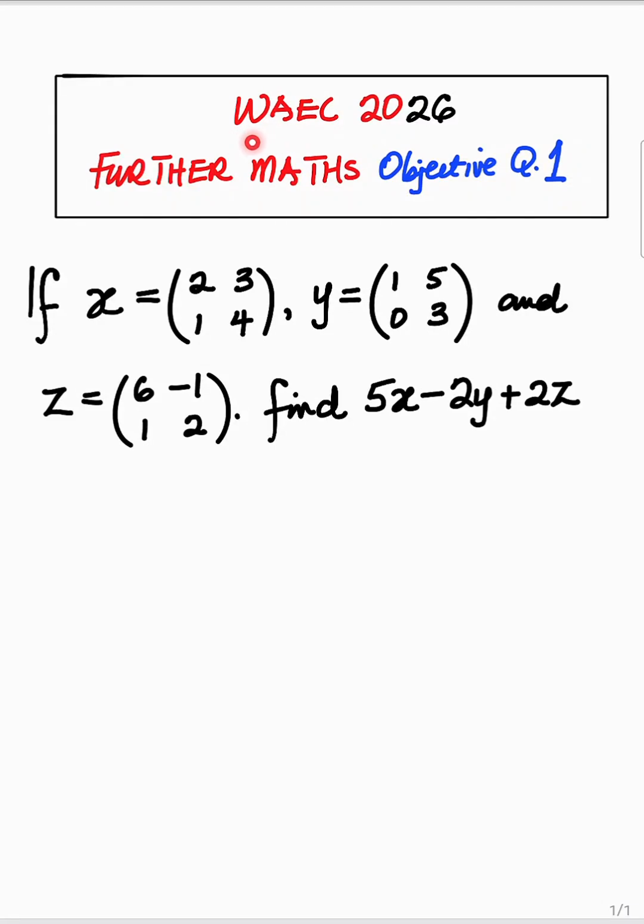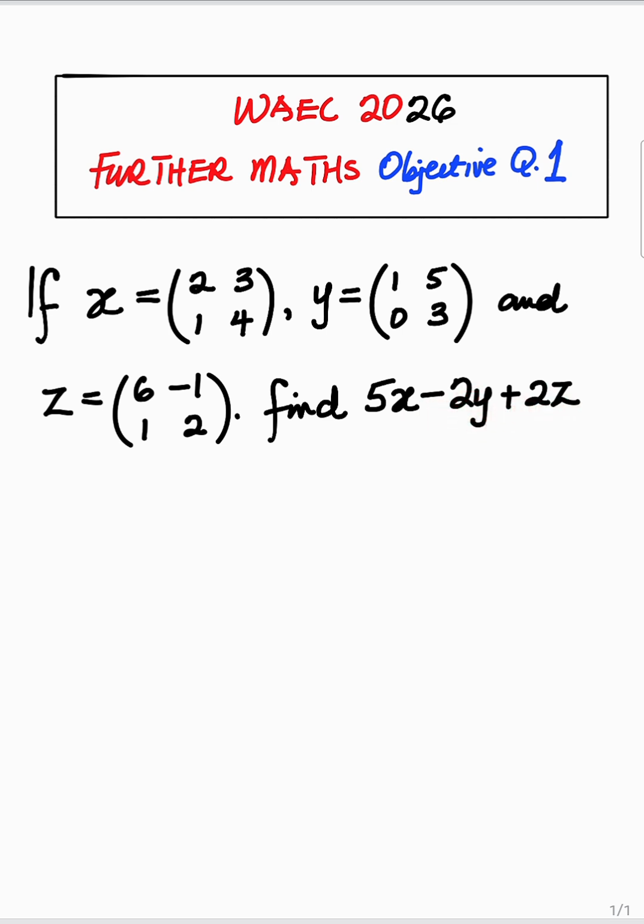We look at WAEC 2026 Further Maths Objective Question 1. If x is equal to the matrix 2, 3, 1, 4, y is 1, 5, 0, 3, and z is 6, negative 1, 1, and 2, find 5x minus 2y plus 2z.